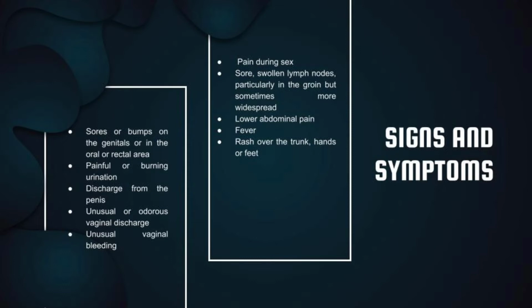The next one, painful or burning urination. Discharge from the penis. Unusual or odorous vaginal discharge. Unusual vaginal bleeding. Another one, there is pain during sex. Sore, swollen lymph nodes, particularly in the groin, but sometimes more widespread. Lower abdominal pain. There's a fever and a rash over the trunk, hands, or feet. So those are the signs and symptoms that we all should look out for.